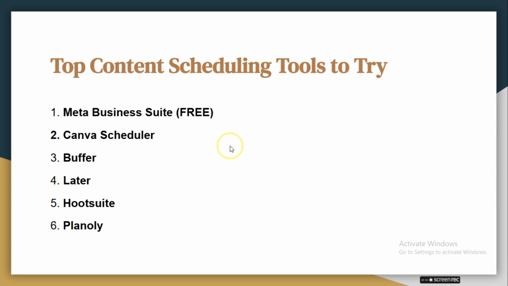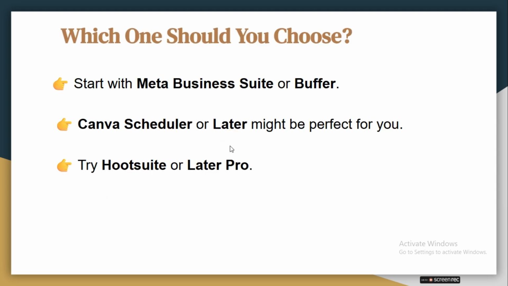Which one should you choose? If you're just getting started and want to keep it simple, 1. Start with Meta Business Suite or Buffer, if you create lots of visuals. 2. Canva Scheduler or Later might be perfect for you, if you're managing multiple accounts and need deep analytics. 3. Try Hootsuite or Later Pro. Remember, you can always start free and upgrade later.